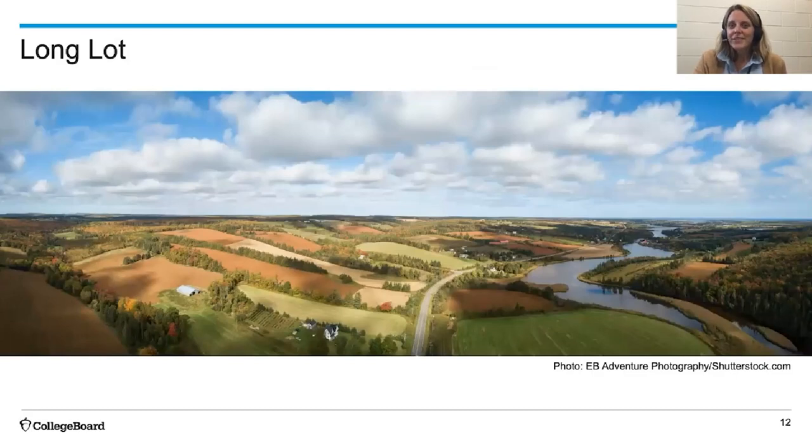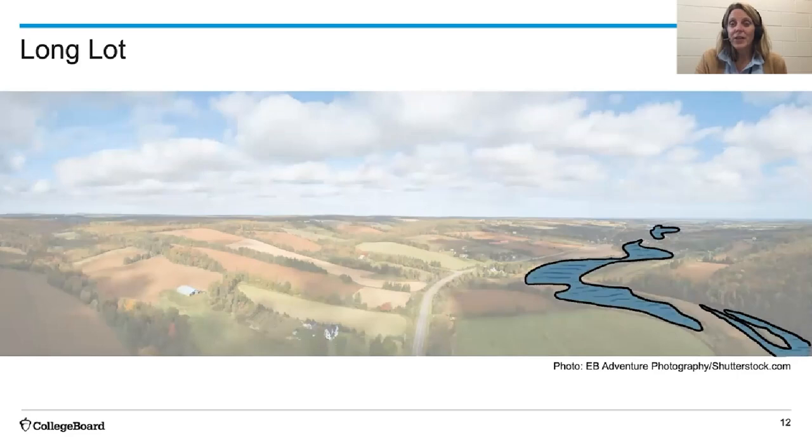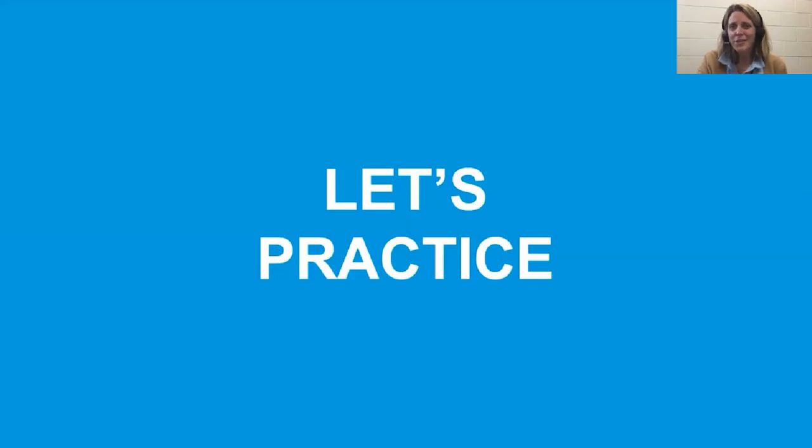The long lot, here's our river, there's even a road. But then we take a look at where do we set up those farms? The objective here was to balance off those resources as you moved away from the river or from the transportation system. Let's practice. Kind of threw a lot at you, 6 new vocab terms.